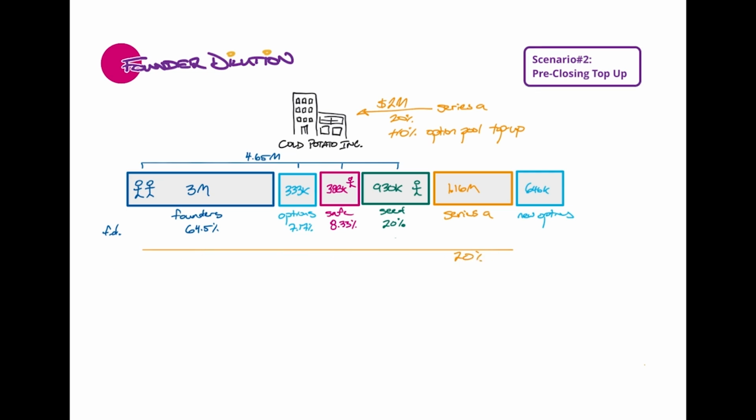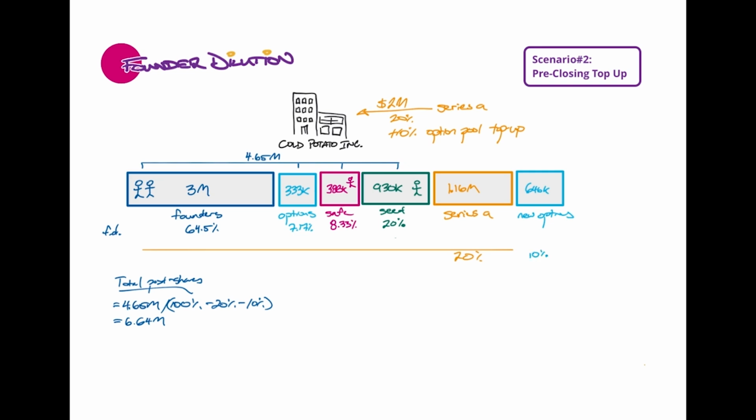Unlike in the last example, we can just jump to calculating the total post-financing shares. We know that there are 4.6 million shares outstanding, so we can just divide this by 100% minus 20%, which is the amount that the new Series A investors are going to take, minus 10%, which is the new option pool, which gives us 6.64 million shares.